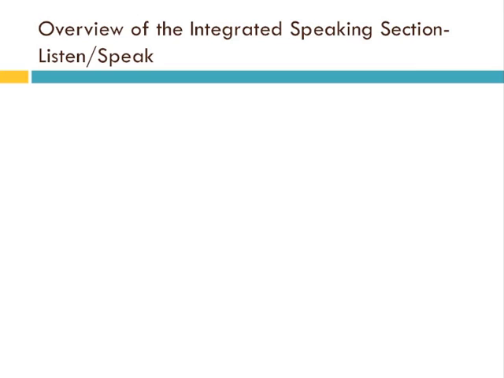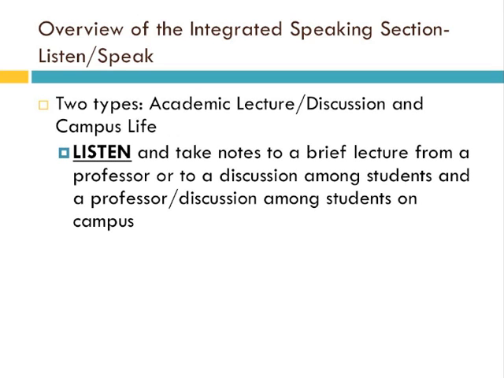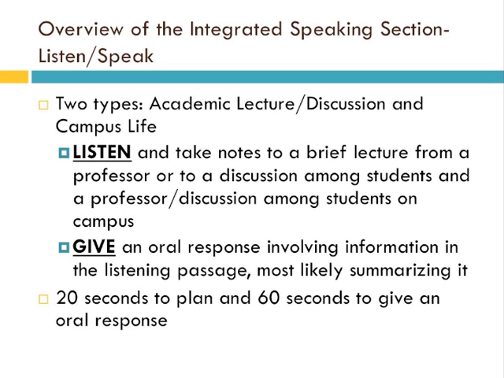So, much like with the integrated read, listen, and speak task, there are 2 types that you'll see on the test: academic lecture and discussion, and a campus life discussion. So again, during the listening portion, you'll listen and take notes to either a brief lecture from a professor or to a discussion among students and a professor, or if it's the campus life, you'll hear a discussion among students on campus. Then you'll have to give an oral response involving the information in the listening passage. Most likely you'll have to just summarize that information. And this time you're given 20 seconds to plan instead of 30, and 60 seconds to give an oral response.